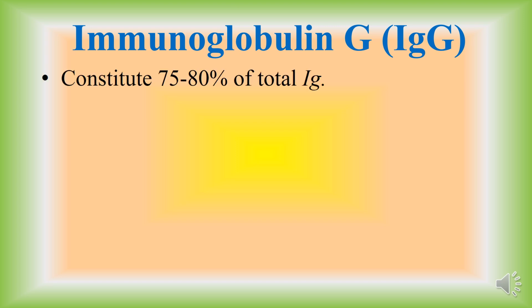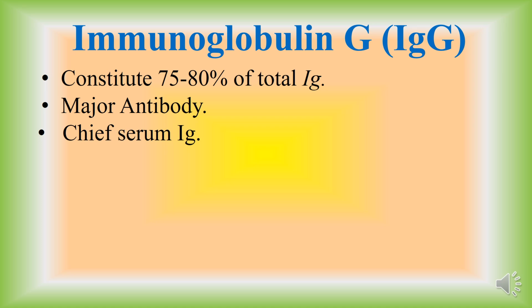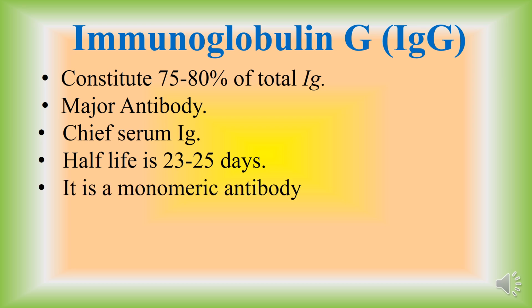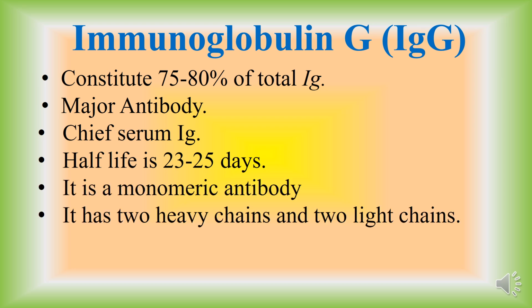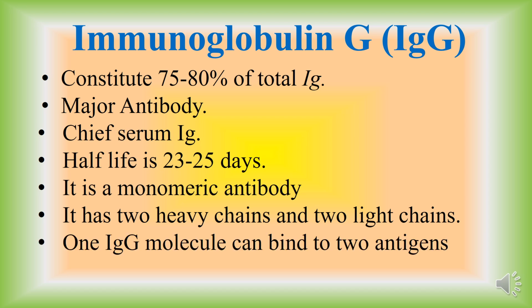Immunoglobulin G constitutes about 75 to 80% of total immunoglobulins in our circulation. So it is a major antibody. It's the chief serum immunoglobulin. Half-life of immunoglobulin G is about 23 to 25 days. It is a monomeric antibody. It has two heavy chains and two light chains. One immunoglobulin G molecule can bind to two antigens.